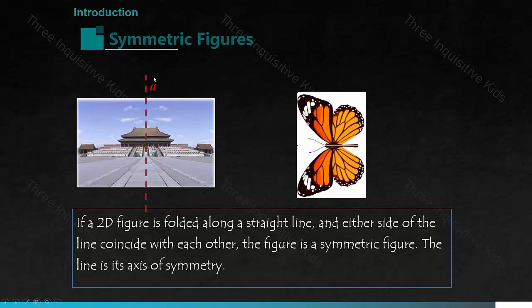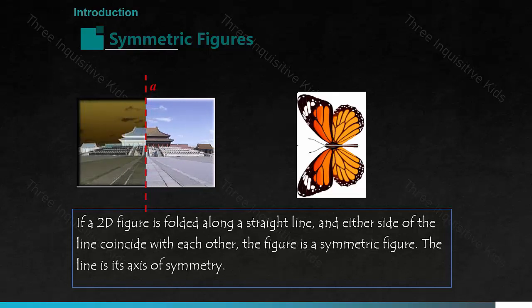So as you can see, line A is the axis or line of symmetry for this first image. And when you fold one side of this line to the other side, you can see that both halves fully overlap with each other. And it's the same with the butterfly. In this case, the axis of symmetry or the line of symmetry is horizontal.